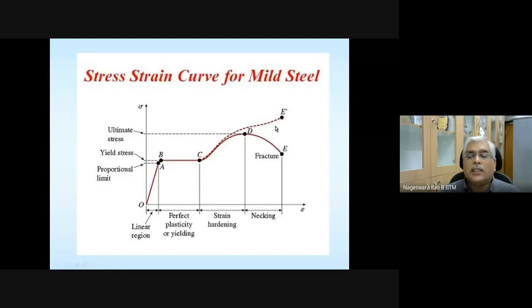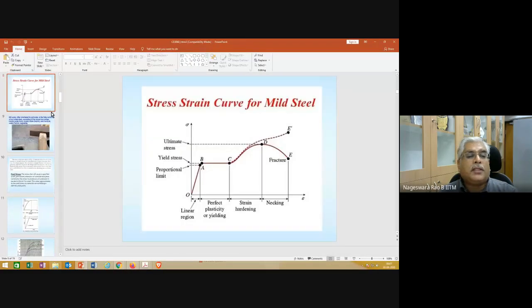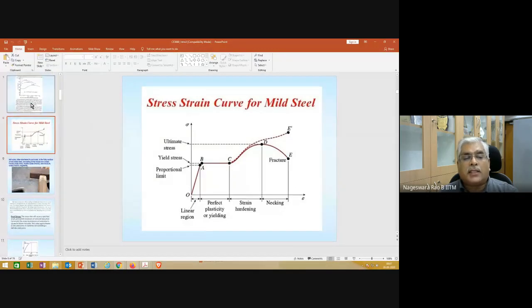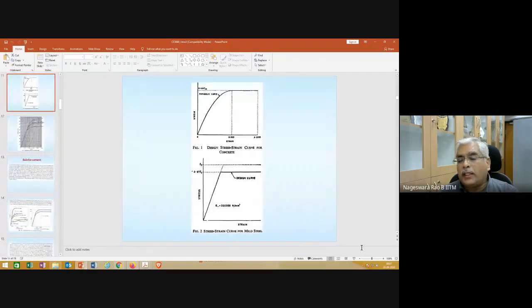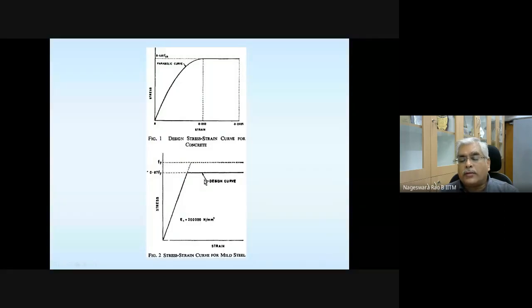Anyway, this is the actual stress strain curve for mild steel. But what the code is saying is, forget about the strain hardening portion and other things. For mild steel, which is a steel that exhibits a definite yield point, the code is saying use this curve. This is the idealized stress strain curve for mild steel, and stress varies linearly with strain up to the yield point.